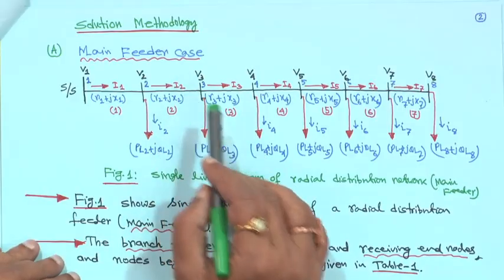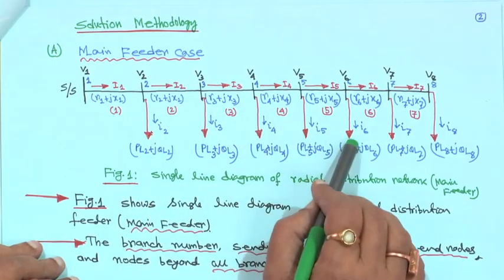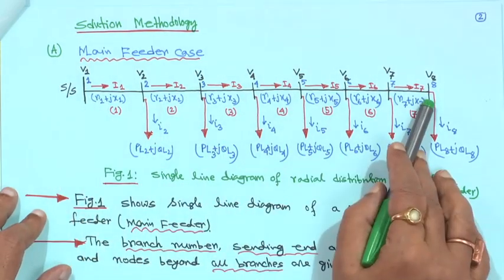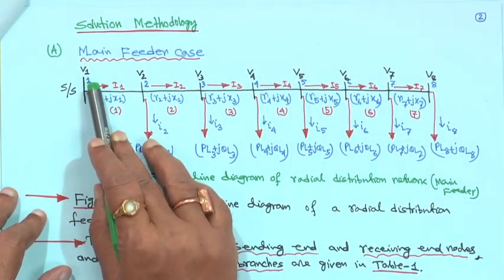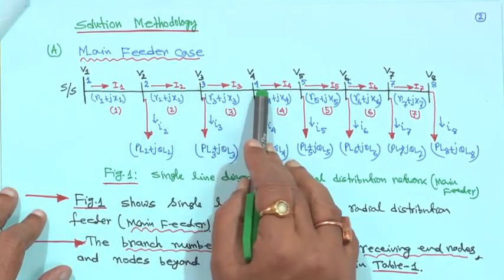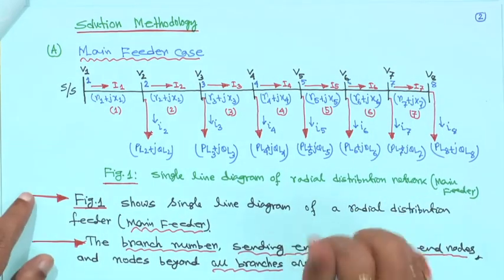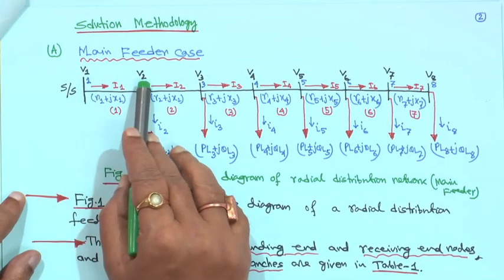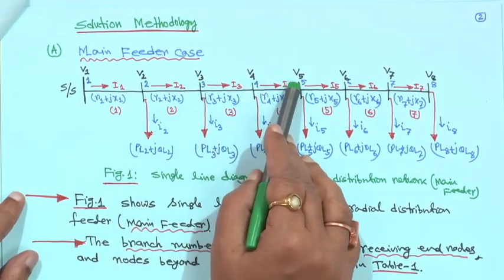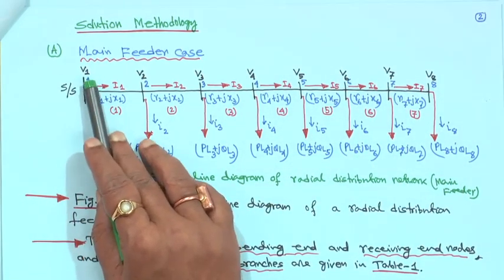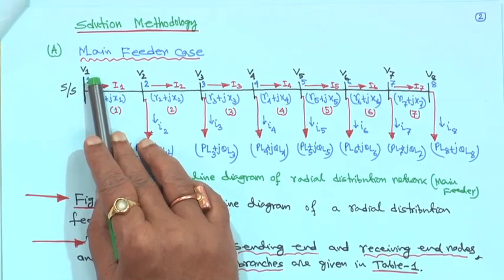Now, first we will consider a main feeder case, look at this, this is the solution methodology. That means there are no lateral branches. We have taken an 8 node problem, node 1 is the substation, this is your slack bus, then node 2, node 3, node 4, node 5, node 6, node 7, node 8, the blue ink one. Every node has complex voltages V1, V2, V3, V4, V5, V6, V7, V8, and substation voltage V1 we are taking as the slack bus, so V1 will be known to you, that is, if you assume 1 angle 0, it will be 1 angle 0, right.